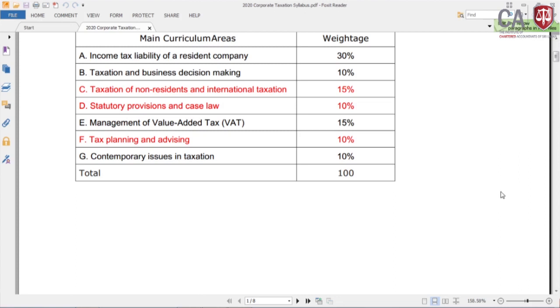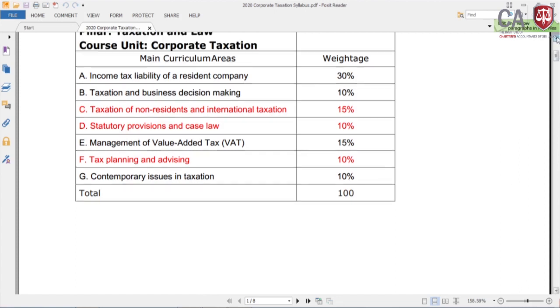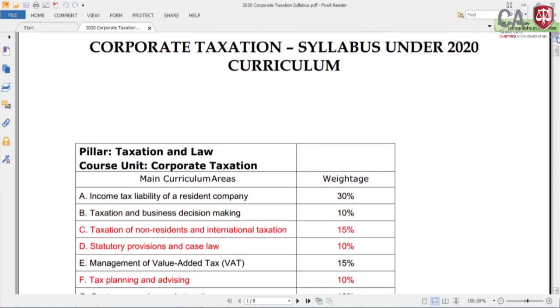Now here, if you take your main curriculum, this is the corporate taxation syllabus under the 2020 curriculum, which is being tested for your June 2021 corporate strategic level examination, without amalgamating any proposed changes. These are still in the committee stage for approval, therefore those changes are not tested in your paper. This has been communicated by CA Sri Lanka to all the students.